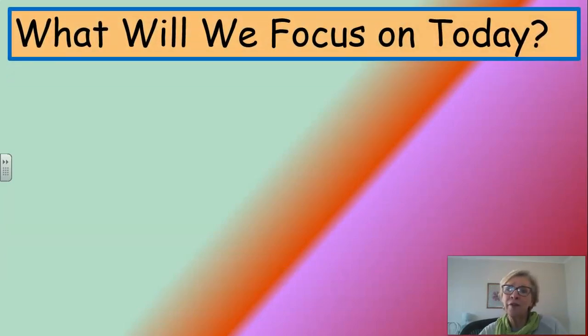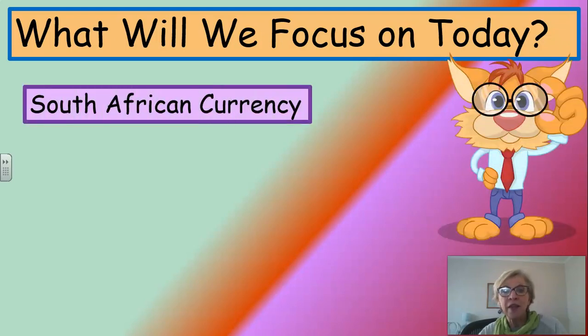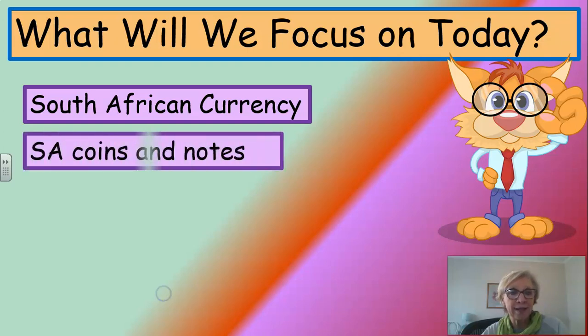Okay, what are we going to focus on today? So you need to know what it is that we're going to learn. Well, first of all, we're going to learn about the South African currency. And grade 3, currency is a word that describes the kind of money that we use. So in South Africa, we use rands and cents. And in the United States, they use the dollar. And in the UK, they use pounds. We use rands and cents.